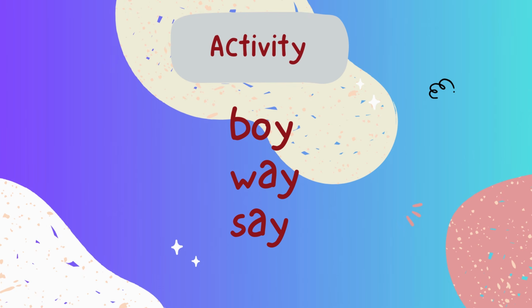Okay, let's have this activity. You give me the stroke for boy, for way, and say. So write your answers in the comment section below. Boy, way, and say. So I'll give you a clue. Boy, that's diphthong oi. For way, it's long A, and say, long A.